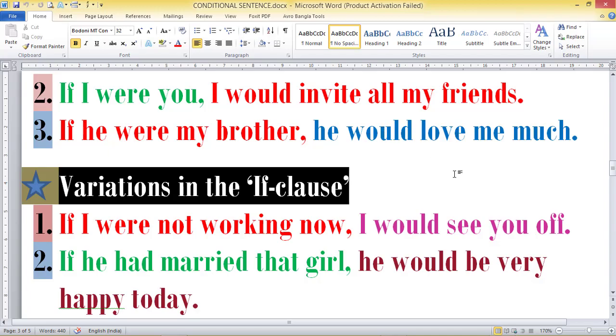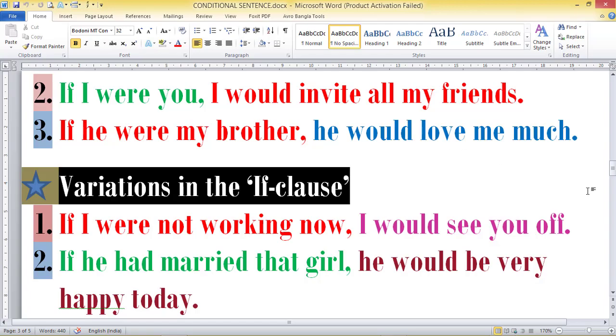Here also the action in the if clause is by no means possible. It is quite impossible, but it has been imagined. Here also, though the tense is past indefinite or unreal past, the meaning is always present or future.